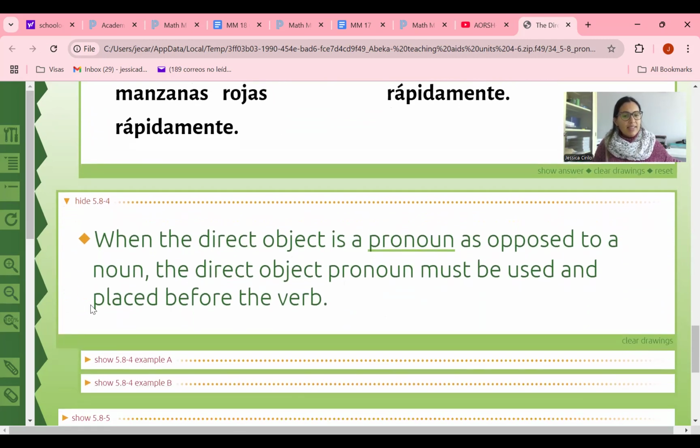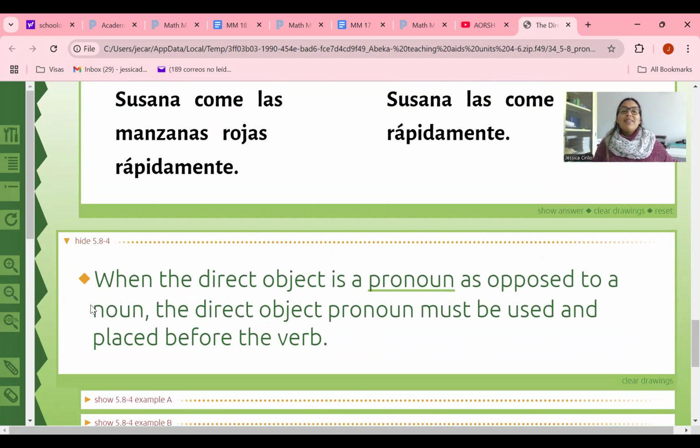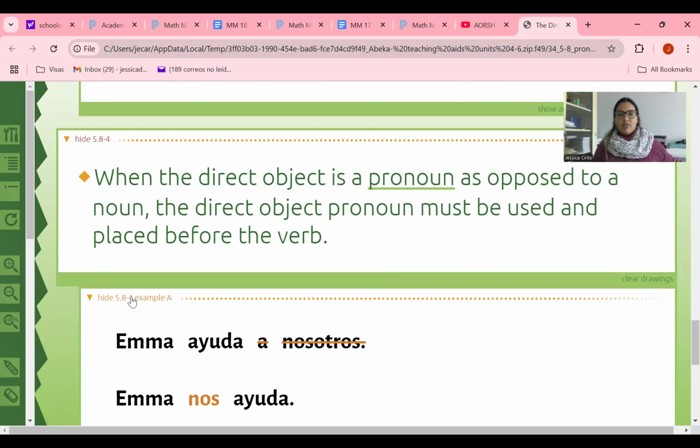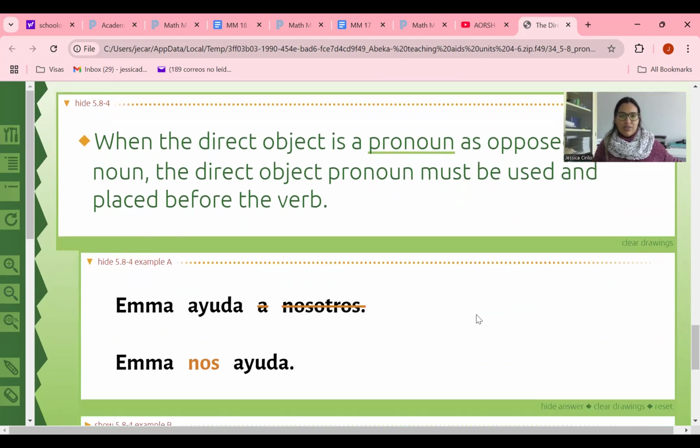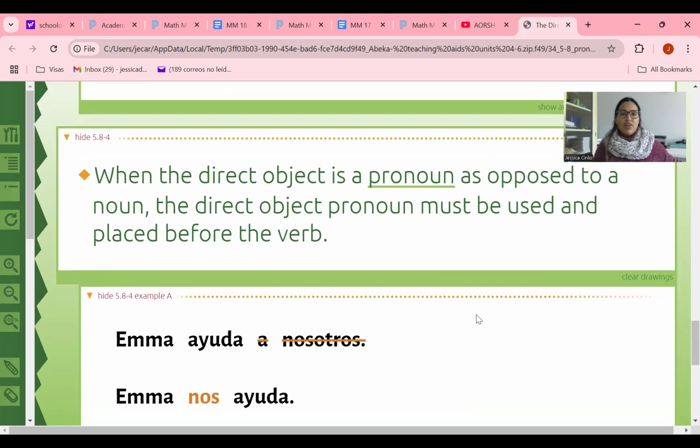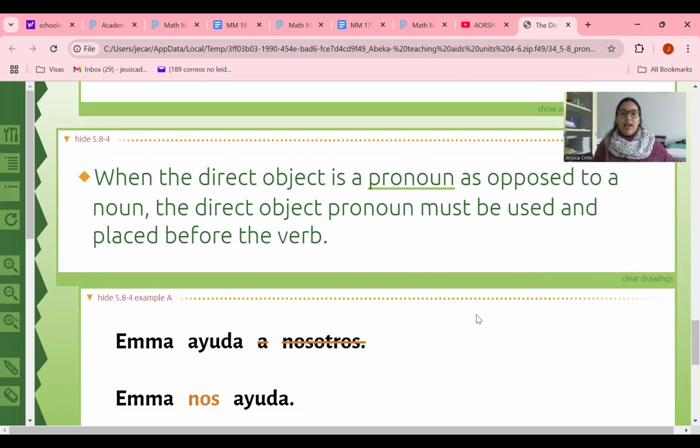Okay, and then I think this is the last rule, maybe. When the direct object is a pronoun as opposed to a noun, the direct object pronoun must be used and placed before the verb. Okay, so these rules are easier to understand with examples. Here you have Emma ayuda a nosotros. So the direct object is a pronoun, nosotros. So it says here, you have to use the direct object pronoun before the verb.